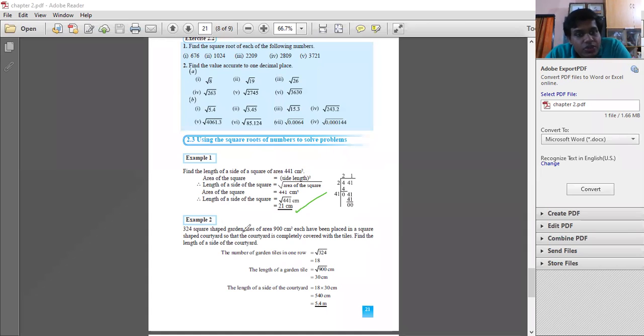324 square shaped garden tiles of area 900 centimeters square each have been placed in a square shaped courtyard so that the courtyard is completely covered with the tiles. Find the length of a side of the courtyard. 324.